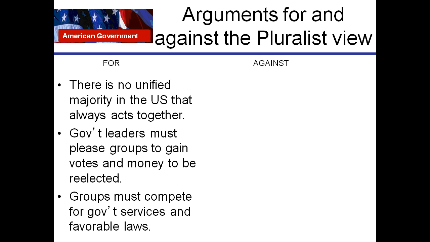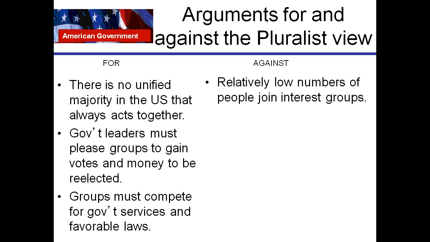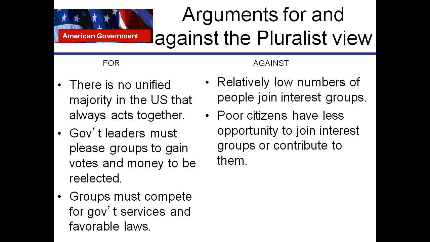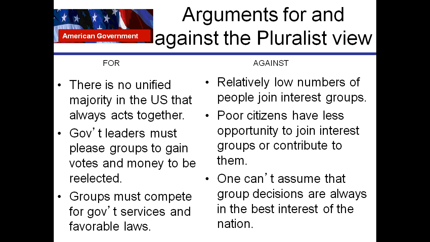Now, let's look at some arguments for and against the pluralist view. There is no unified majority in the U.S. that always acts together. Government leaders must please groups to gain votes and money to be reelected. Groups must compete for government services and favorable laws. Some arguments against: relatively low numbers of people join interest groups. Poor citizens generally have less opportunity to join interest groups or to contribute to them. And one can't always assume that group decisions are in the best interest of a nation. For example, interest groups often do what's called rent-seeking. They lobby elected officials to increase their own wealth, their own power, oftentimes at the expense of those who are not paying attention to the process.